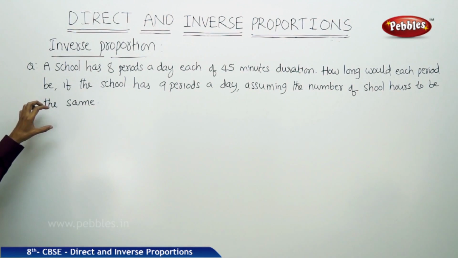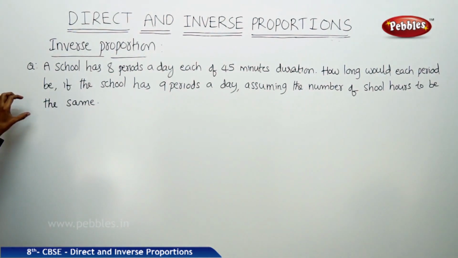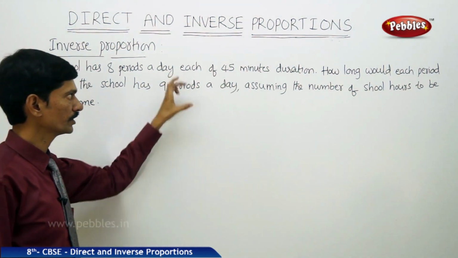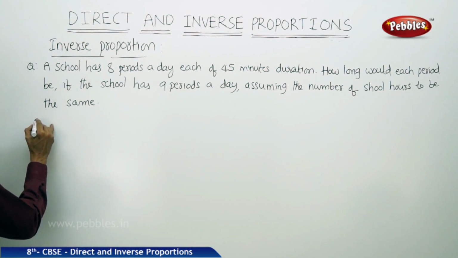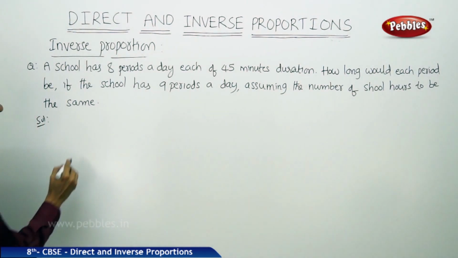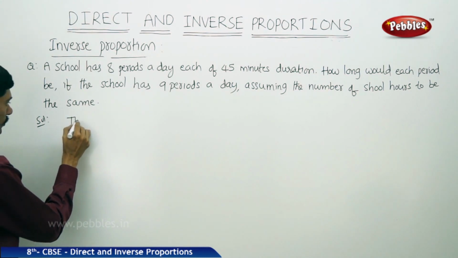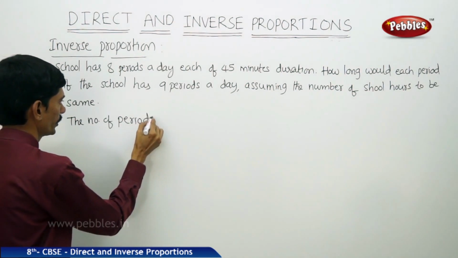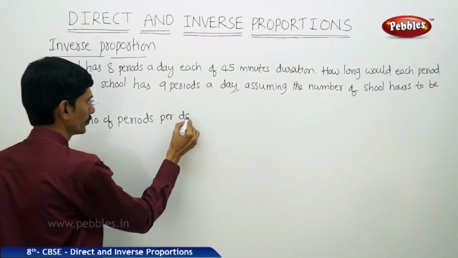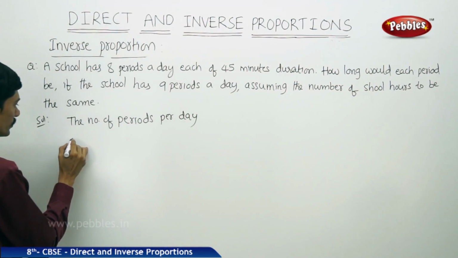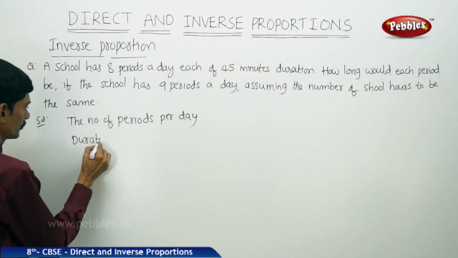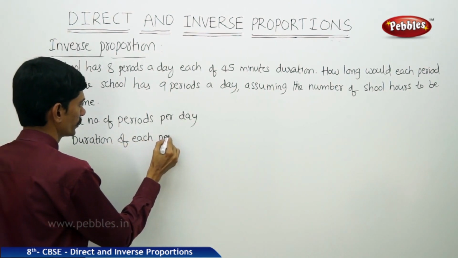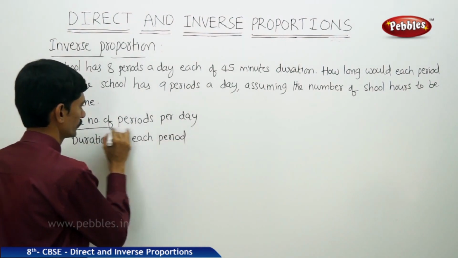Now here two quantities are there. The first quantity is the number of periods per day, and the second quantity is the duration of each period. So we will write those two quantities in a table so that we can understand. So the first quantity is the number of periods per day, and the second quantity is the duration of each period.